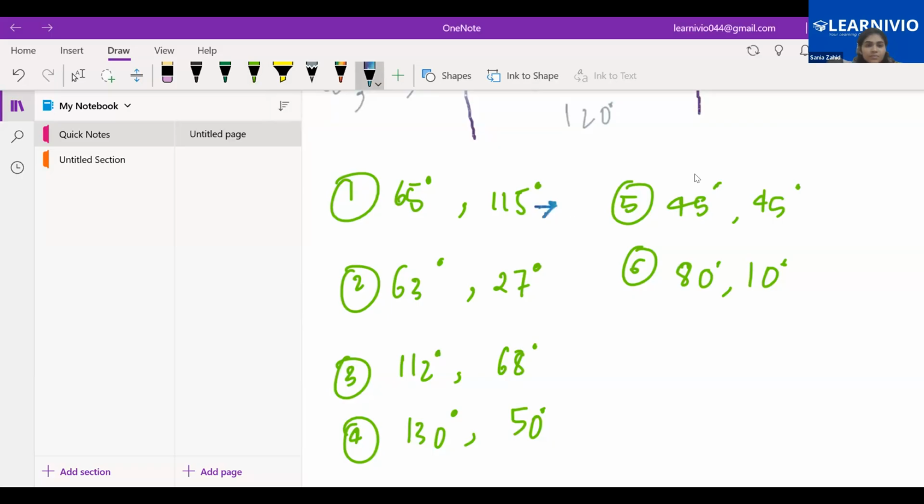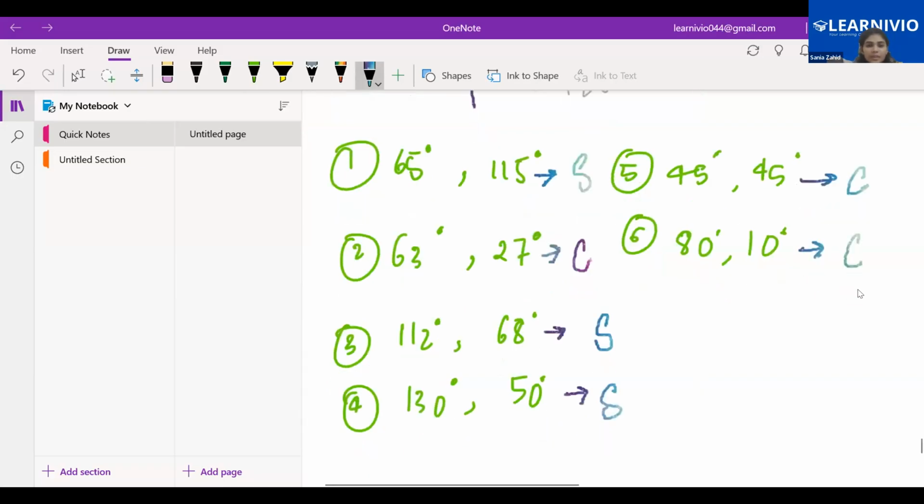Supplementary. What's the first one? Supplementary. The second one, Manha? Second one, complementary. Okay, the third one, Razan? Supplementary. Okay, the fourth one again, Manha? Fourth one, supplementary. Okay, the next? Complementary. Okay, very nice.